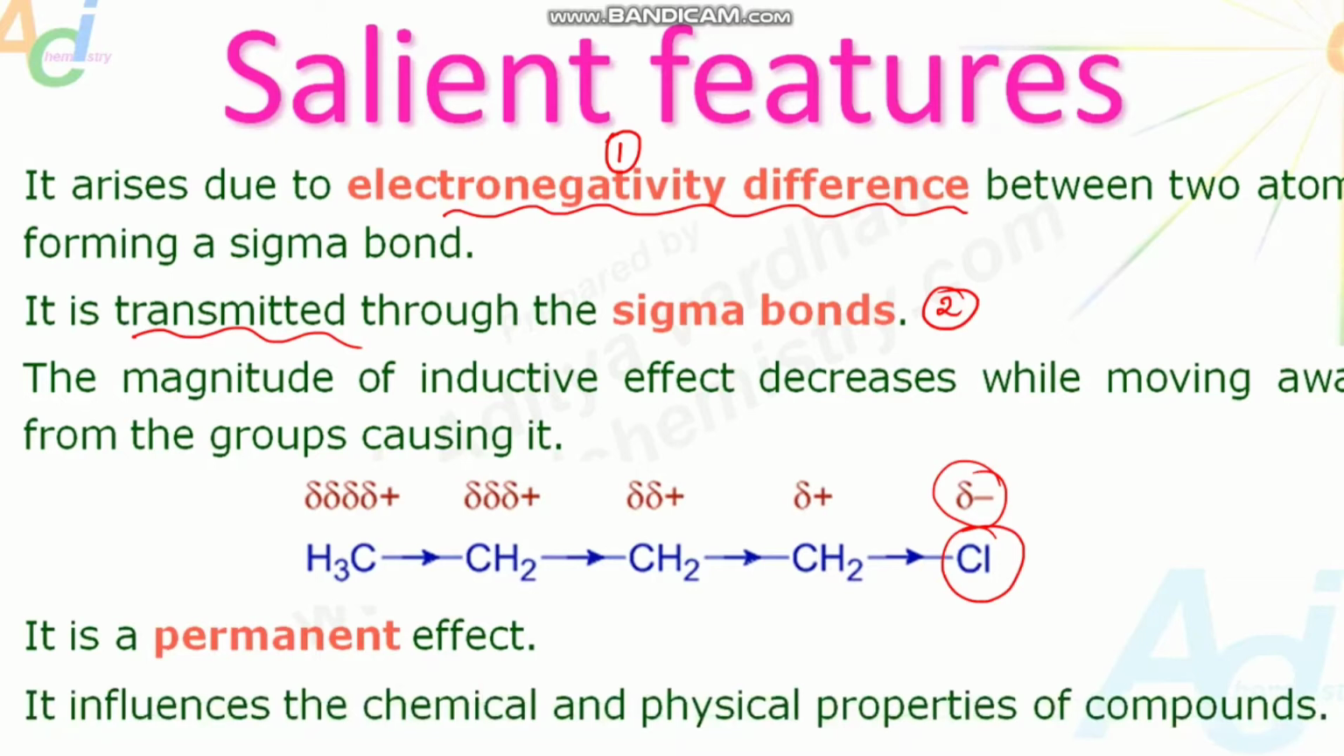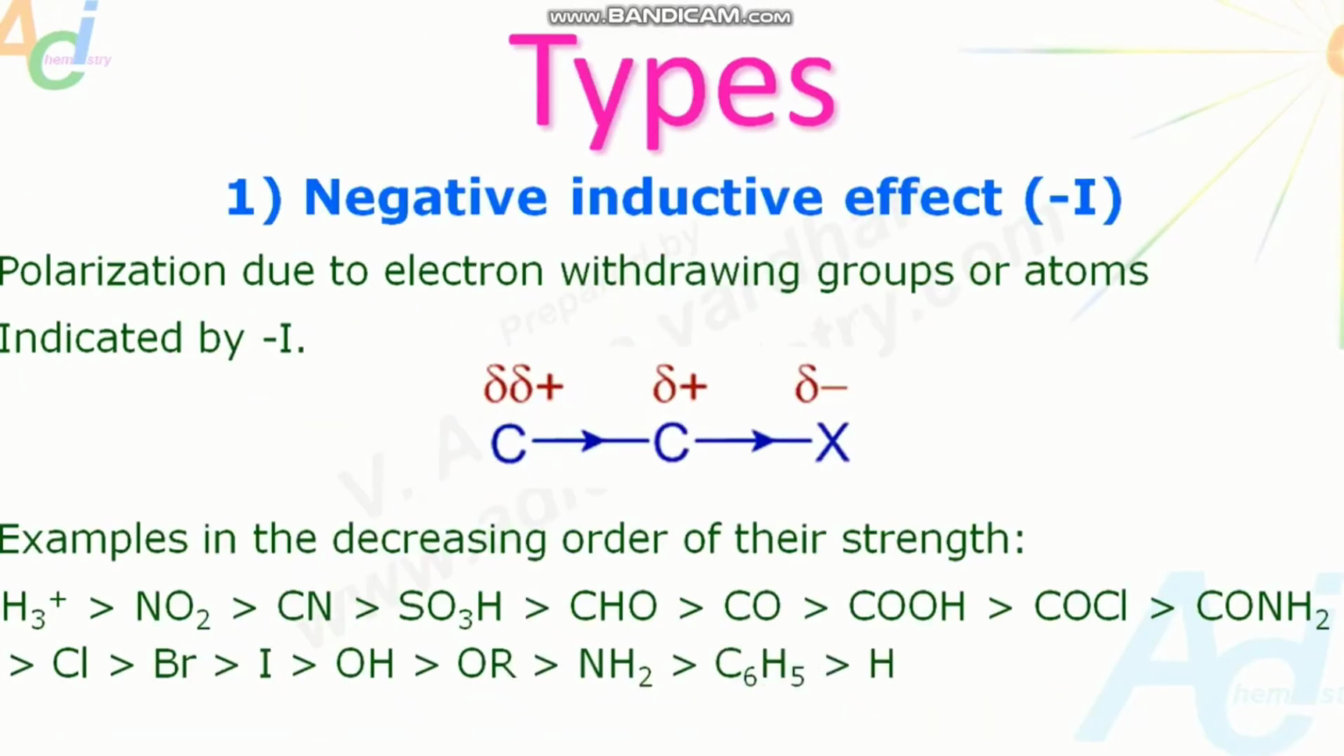Again, you can see that here we have a delta positive charge, and as the distance from this site increases, the effect decreases. That means the strength of this positive charge is decreasing. So we can say that the magnitude of the inductive effect decreases with increase in distance. This is the third point. The fourth point is that it is a permanent effect. Why is it a permanent effect? Because for the inductive effect, no external reagent is needed. So it is a permanent effect, and it influences the chemical and physical properties of compounds. These are the salient features of the inductive effect.